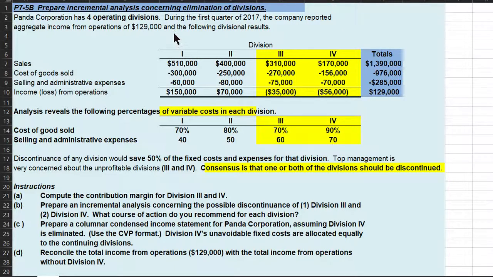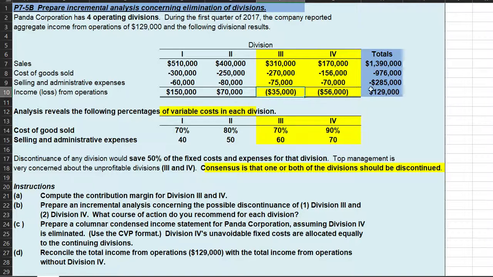In this problem, we have a company with 4 divisions. You will notice from the information that divisions 1 and 2 are profitable, $150,000 and $70,000 respectively. However, divisions 3 and 4 are demonstrating lack of profit. Division 3 has a $35,000 negative profit, and Division 4 has a larger negative profit of $56,000.